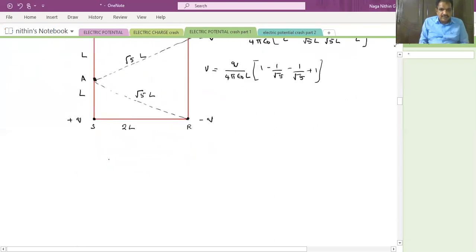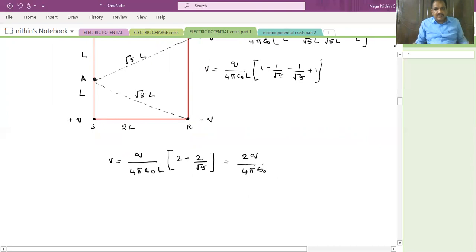See, I am writing here. V is equal to Q by 4 pi epsilon naught into L. 1 plus 1 will be 2, so this will be 2 by root 5. So this is 2Q by 4 pi epsilon naught; 2 also we took as common. So this is 1 minus 1 by root 5. This is the answer for it.